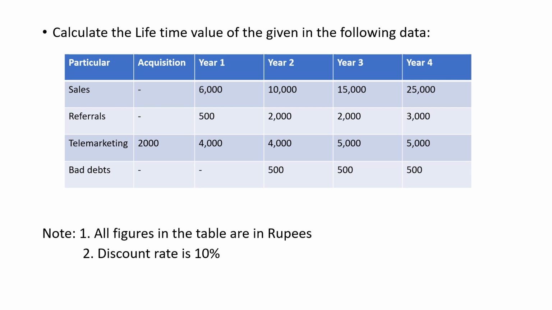Now let us look at the sum. Calculate the lifetime value, or LTV, from the following data. We are given the particulars, which are sales, referrals, telemarketing, and bad debts. We are given the acquisition year, that means the first year, then years 1, 2, 3, and 4, and the details. All the figures in the table are in rupees and the discount rate is 10%. The first thing we do is divide these particulars according to what we need.